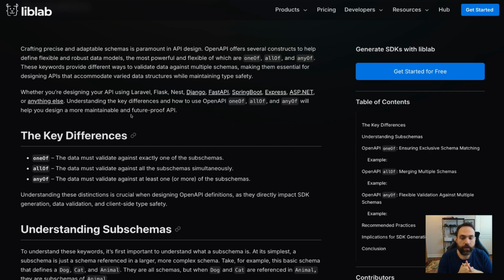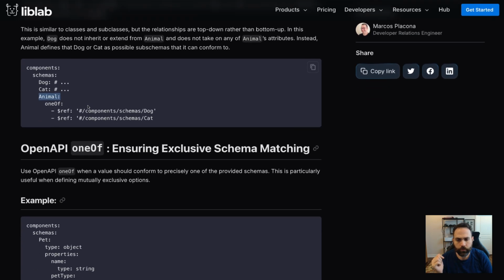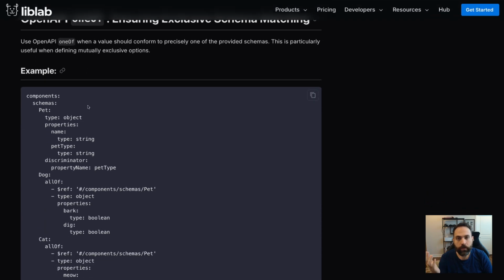schema. So I'll give an example of that down below that actually Marcus has written out already. And this is an example of a subschema. So here we have animal defined, and we're saying that animal could be one of a dog or a cat. And so that's basically what a subschema is. It's a schema referenced by another schema. So they are schemas in and of themselves, but when they are part of another schema, we call them a subschema.